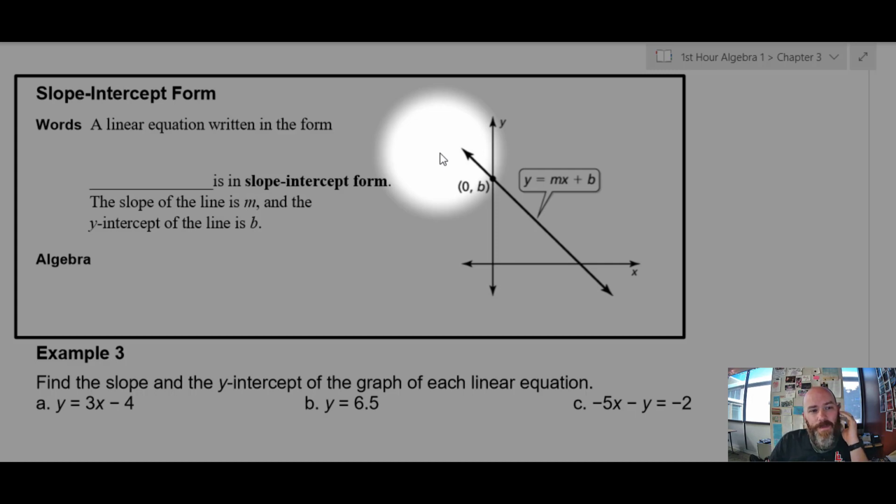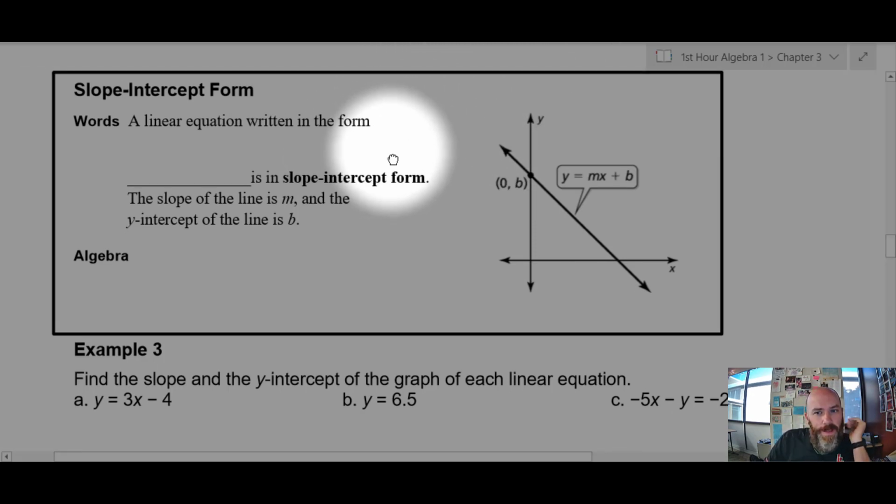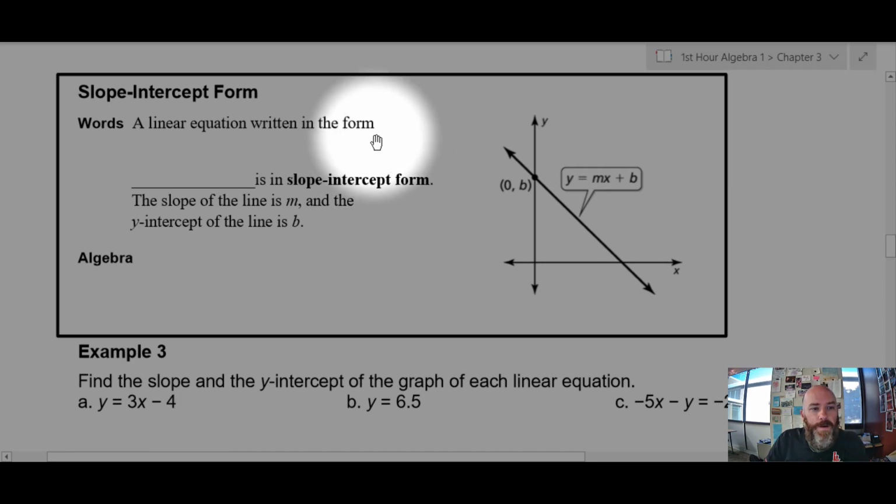All right, so we're going to do the second part of our notes for slope-intercept form, which is graphing linear equations in slope-intercept form, section 3.5. So this is day 2. Let's go ahead and fill in this box here. You'll probably remember a lot of this from last year, but slope-intercept form.